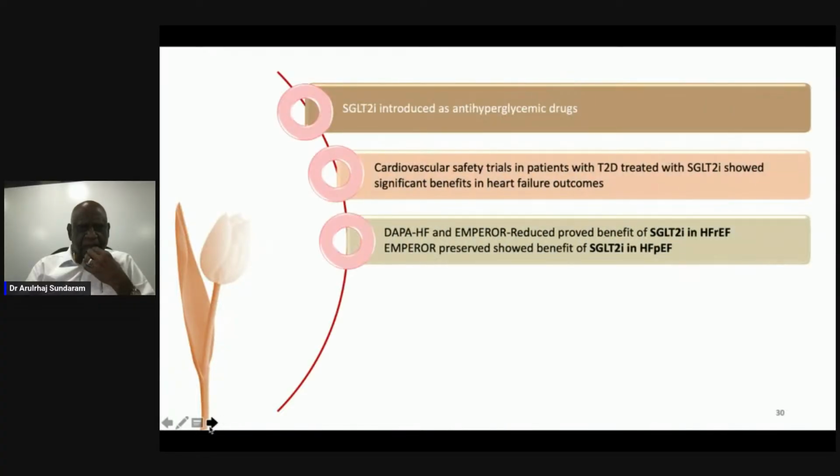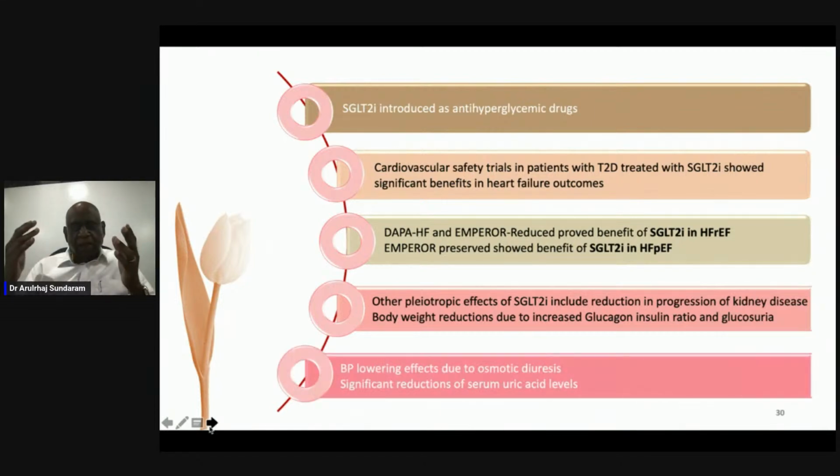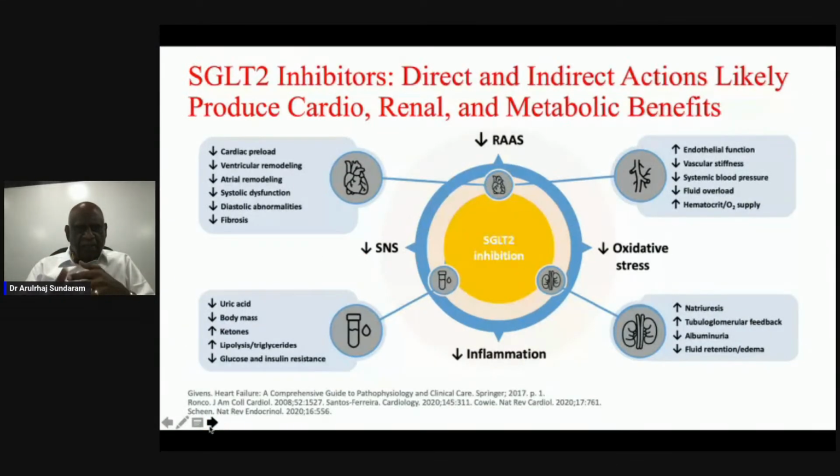SGLT inhibitors were introduced as an anti-hyperglycemic drug. Now they have a good cardioprotective and renoprotective effect. They may lower the blood pressure by osmotic diuresis. As I said, they have cardiac effects: the preload is reduced, ventricular remodeling is reduced, and flow is reduced. They have metabolic effects like uric acid reduction, body mass, ketones, and glucose and insulin resistance. And on the renal side, natriuresis is there, albuminuria is reduced, and fluid retention is reduced.